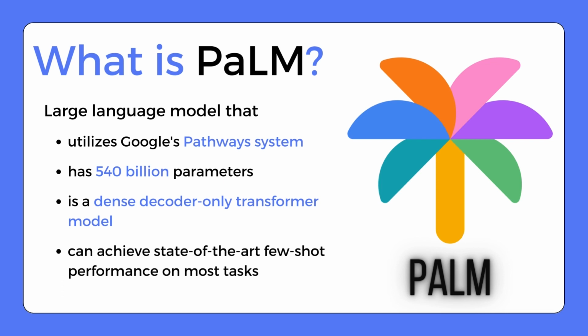PaLM is a 540 billion parameter language model developed by Google AI. It is trained on a massive dataset of text and code and can perform a wide range of tasks, including question answering, natural language inference, code generation, translation, and summarization. It utilizes Google's Pathways system, which enables it to be trained on a massive dataset of text and code. With 540 billion parameters, PaLM is one of the largest language models in the world.